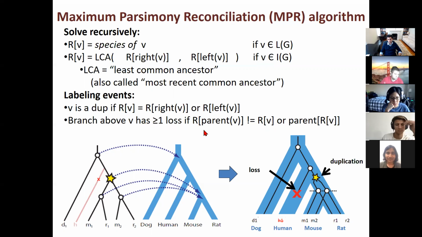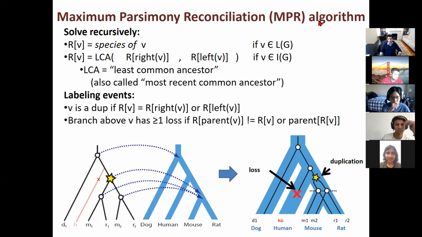And if the branch above V has at least one loss, that is, if the parent of V does not reconcile to the same location as V itself. So we can infer a loss here if the parent of this one doesn't reconcile to the same location as that one. So basically you can see here that there's in fact one missing reconciliation. And because after reconciling this duplication node here, we basically have to jump over a particular species, that basically means that there was a loss along that lineage.